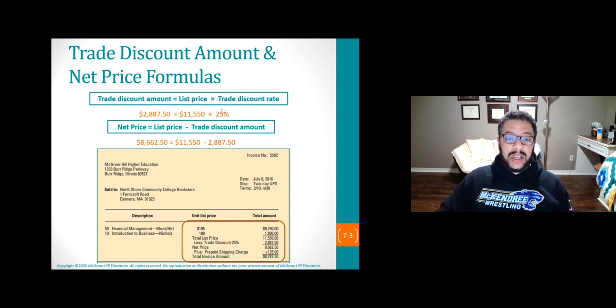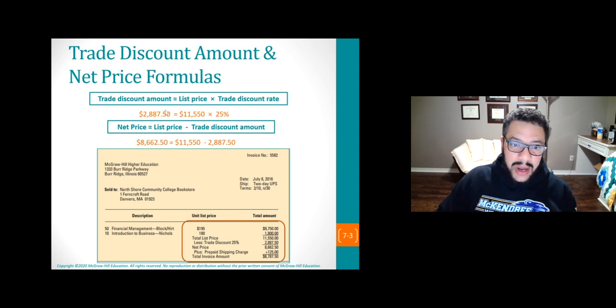Okay. So in this example, if the list price is $11,550 and the trade discount rate is 25%, we multiply this 25% times the $11,550, and remember we have to convert this to a decimal first. So we drop the percent sign and go 2 decimal points to the left. So it's times 0.25, right? And we have 11,550 times 0.25. And we get 2887.50.